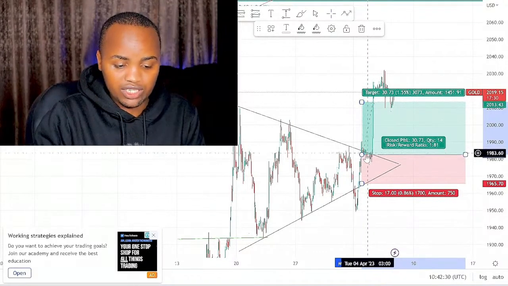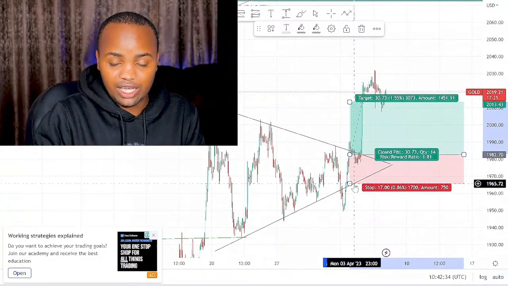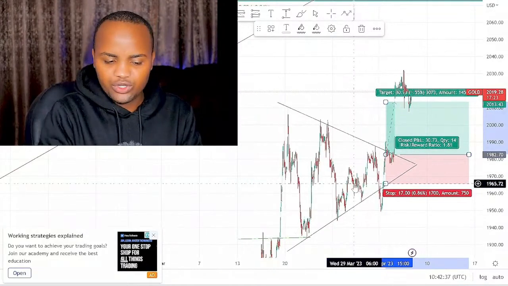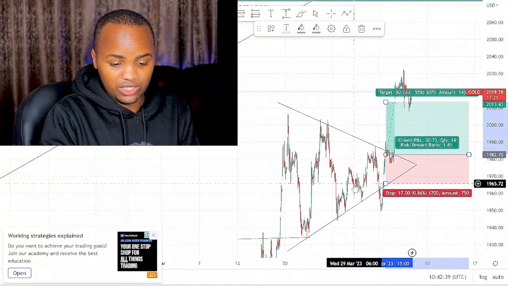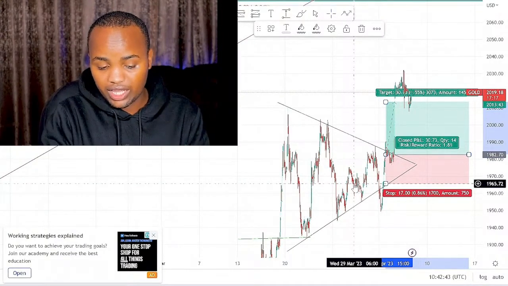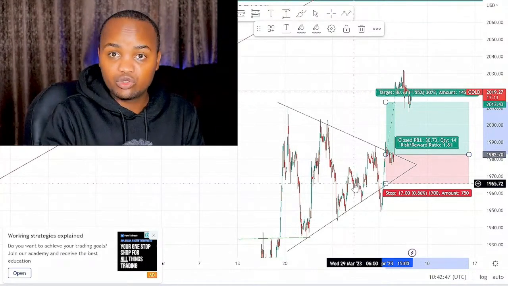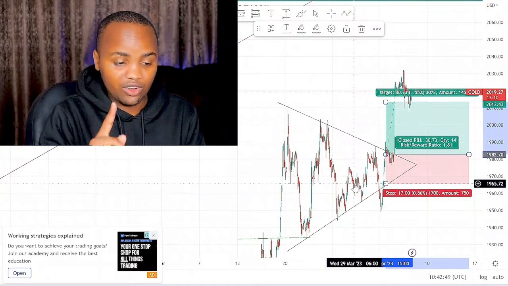So the center here is the entry, and then we have TP, and we have SL right over here. As you can see, I've drawn it in such a way that the upper one is bigger than the smaller one. So we're going to be checking all those calculations.